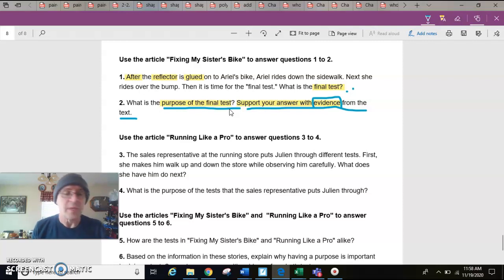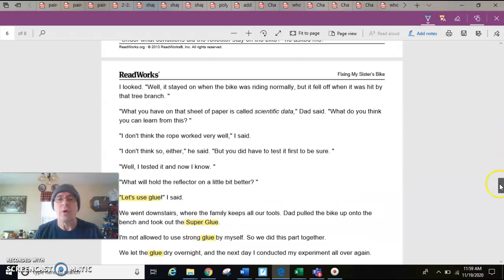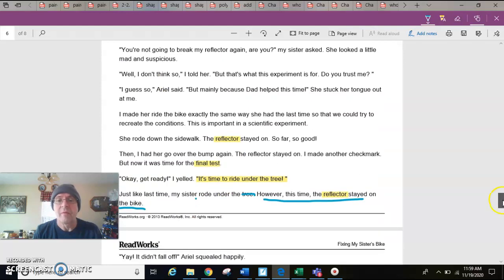Right? So, what I would say, my answer to this one would be, and I wish I could put in just text. Let's see if I can. So, for the purpose of the final test, you would have to see if the purpose of it is to see if the reflector will stay on in all the conditions that they set forth. And if you read it, you'll figure out that it's kind of a science experiment, right? The evidence from the text would be that you went back and it said the first time they rode underneath the tree, a branch swept down and knocked off the reflector.